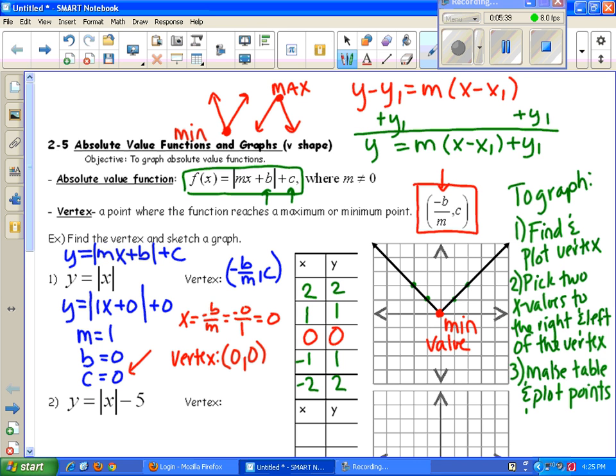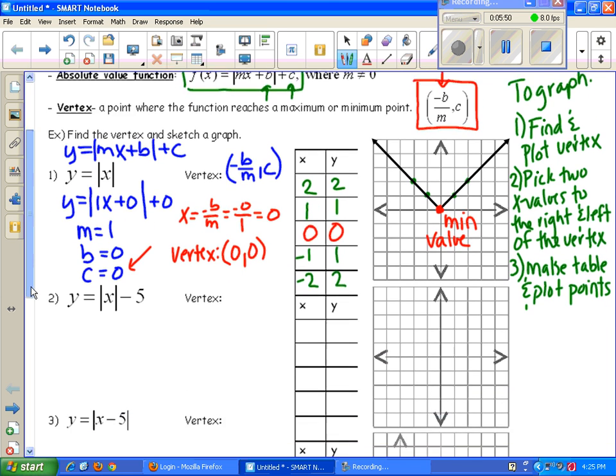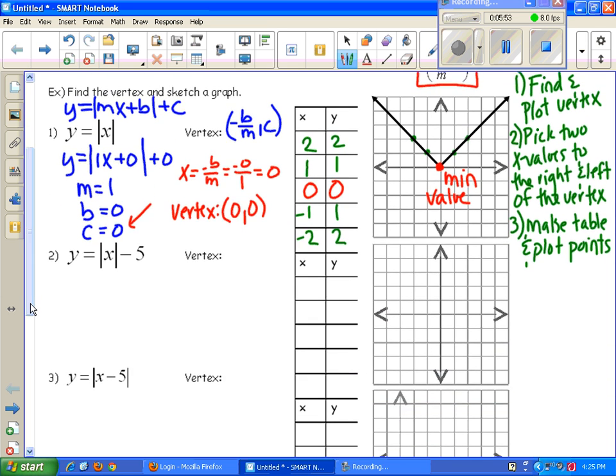If I did not get that V shape out, that means that I did something incorrect, and I would look at my vertex. Maybe I found the wrong vertex, or I'd look at the points that I plugged into my equation. Maybe I made my table wrong. So let's go ahead and look at graph number 2.